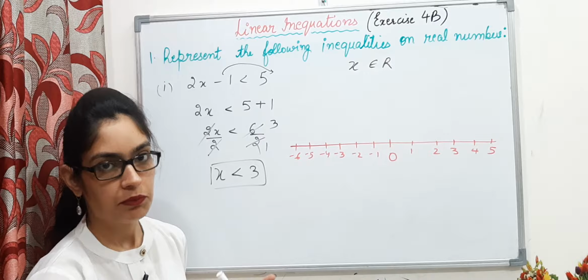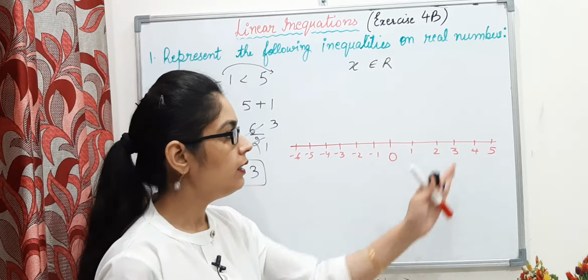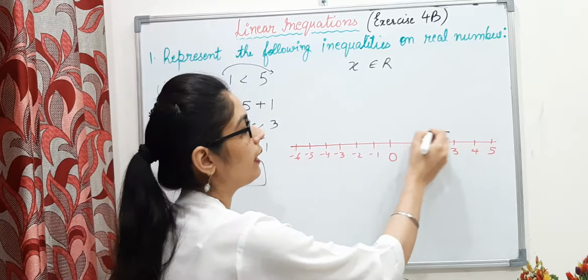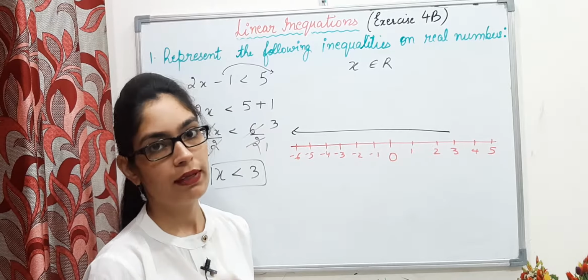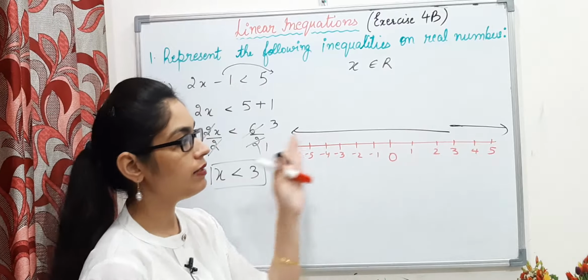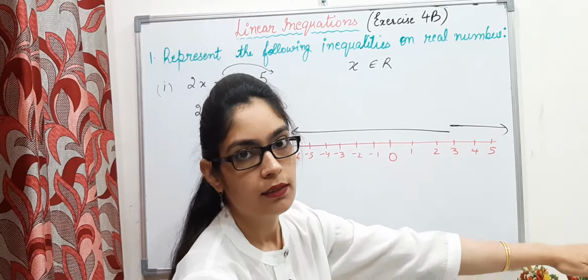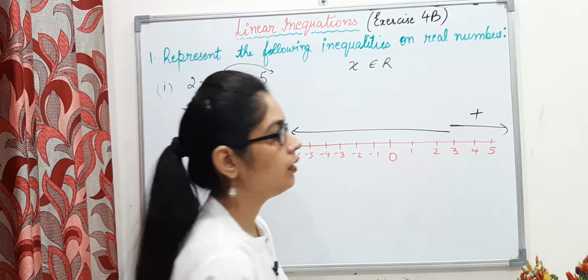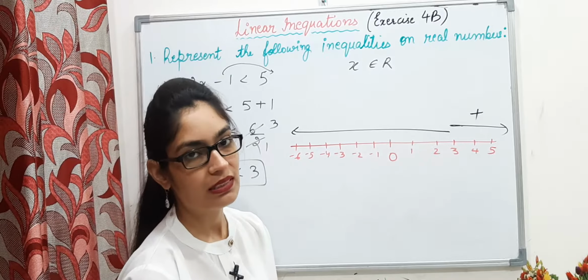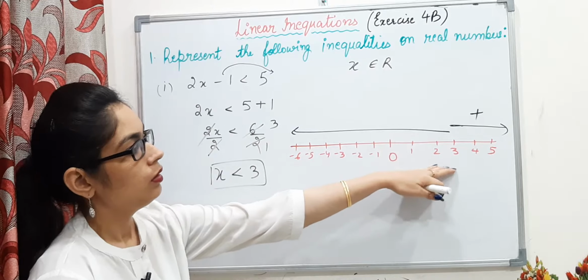This thing you always have to understand. When the values are less than any number, then we have to go on the left side. And when the values are greater, then we have to go on the other side, which is the right side, and that is the positive side. So accordingly now we have to go this side.